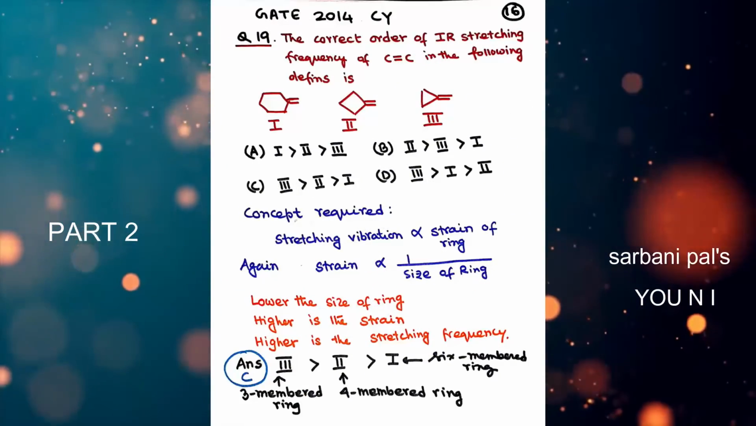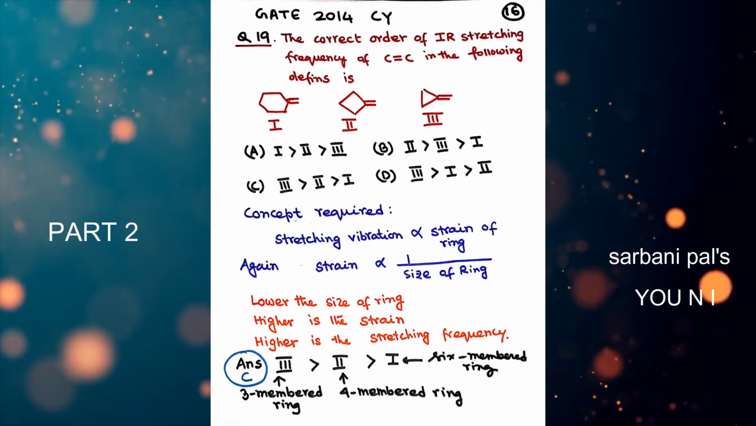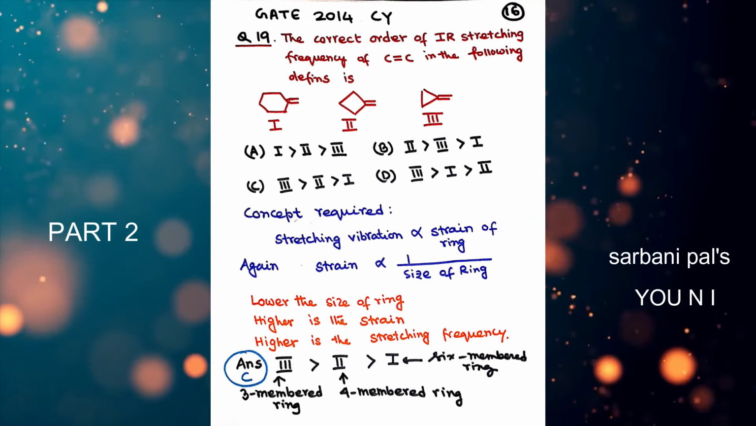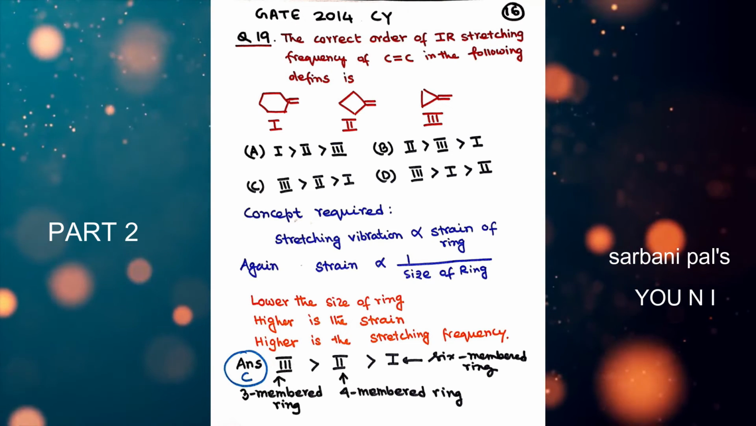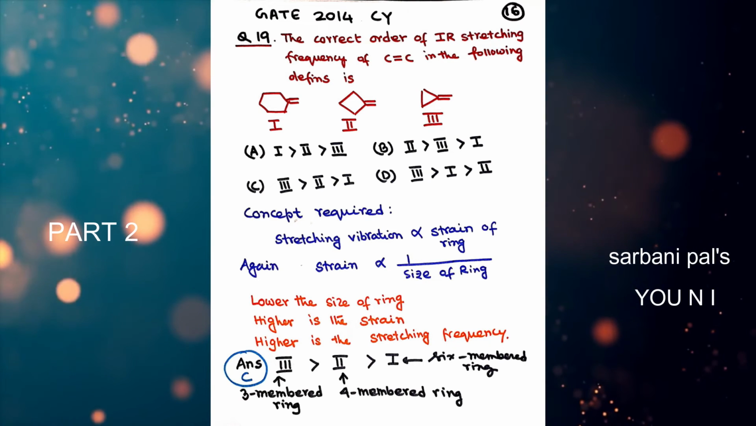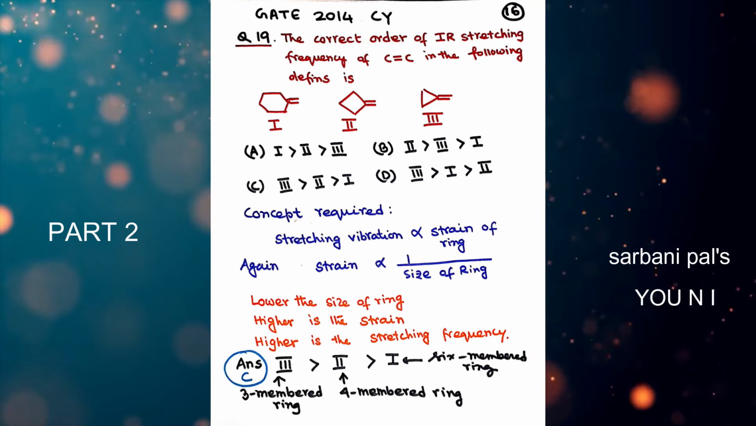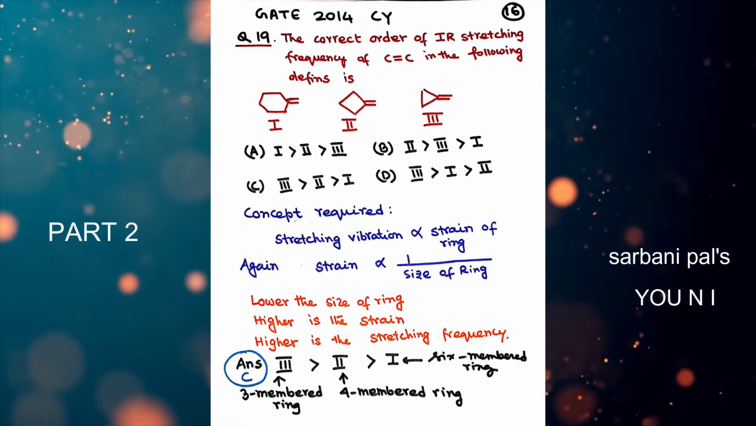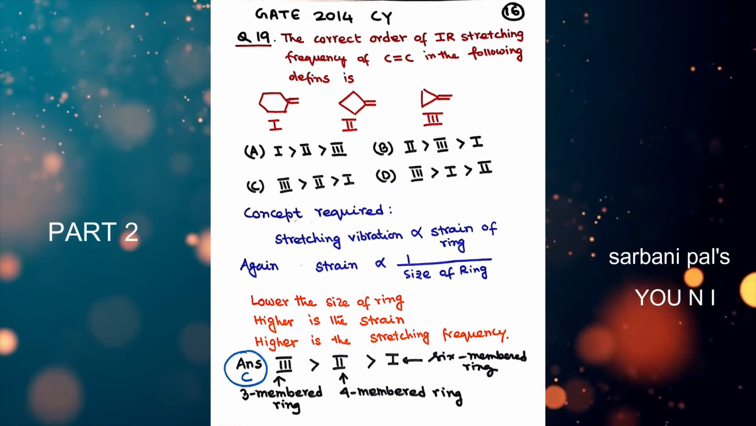Now coming to another GATE 2014 question, question number 19. The correct order of IR stretching frequency of C double bond C in the following olefins. There are three structures given, and all are cyclic compounds with exocyclic double bonds. Structure 1 has a 6-membered ring, structure 2 has a 4-membered ring, and structure 3 has a 3-membered ring. Along with this, there are 4 options A, B, C, D available.